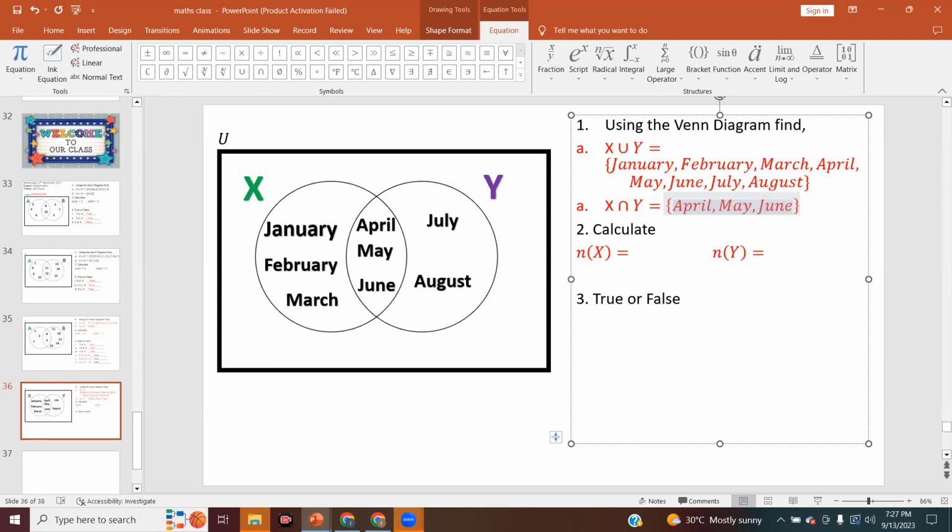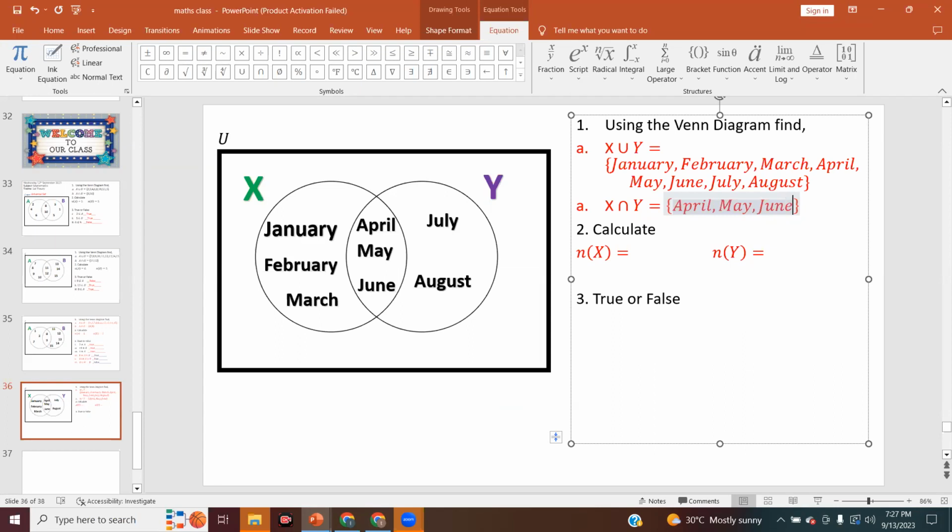April, May, and June. Does it matter that I use X and Y and not A and B? No, it shouldn't. It doesn't matter. I could use any capital letter that I want. I could use L and M, or H and P. I could use any capital letter that I choose. Okay.